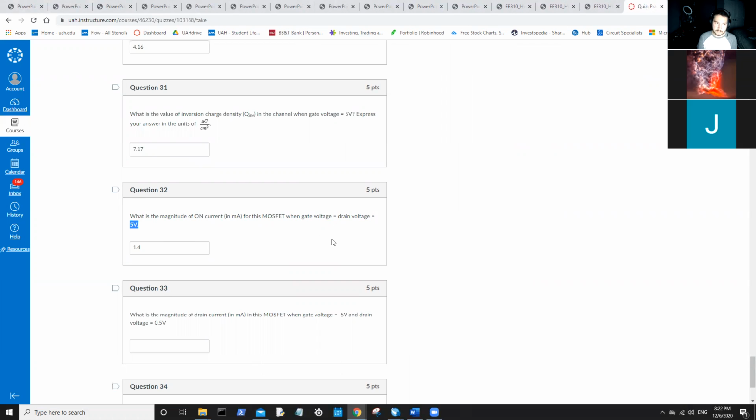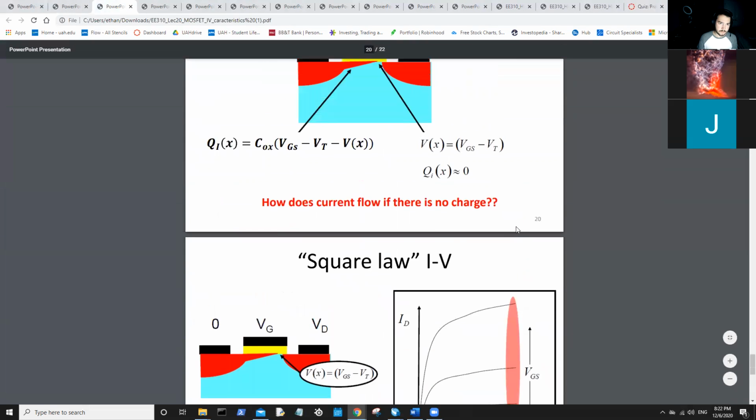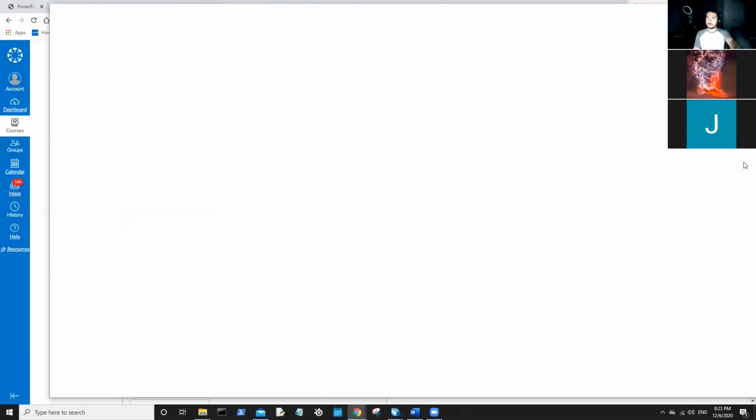The reason I assumed that we're using that equation for question 32, as opposed to the other equation, is because here the voltage on the gate was equal to the drain voltage, which is 5 volts. To me, that seems like a high voltage. What tipped me off is that later it says 5 volts on the gate and the drain is 0.5 volts. Therefore, I was able to deduce that in a low VDS regime, this is the equation we'll use for the next question. So that's the equation we're working with.